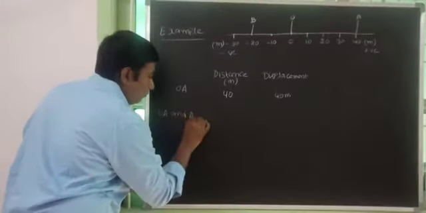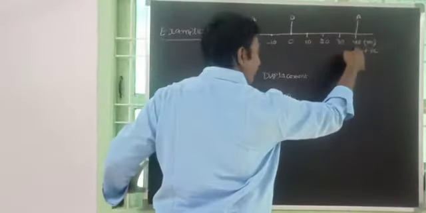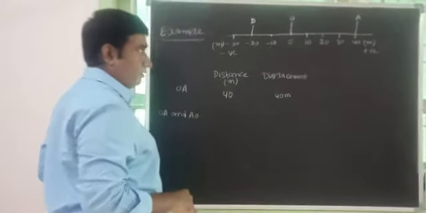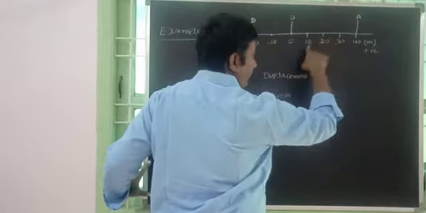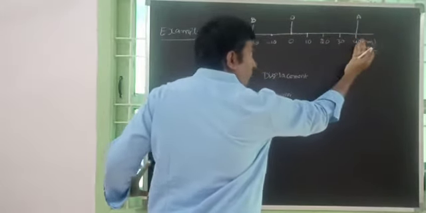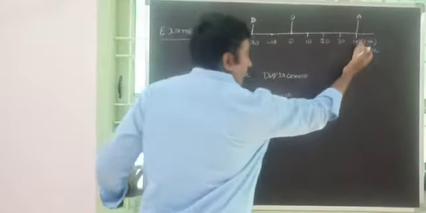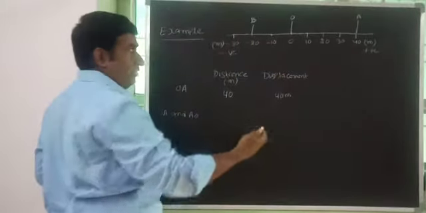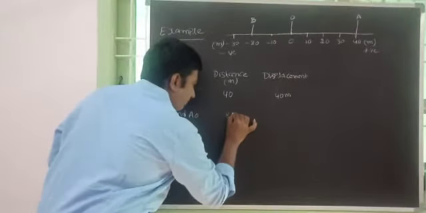Now it has moved from O to A and then from A back to O. So what is the distance? What is the displacement? Here for distance, O to A is 10, 20, 30, 40 meters. Whenever he is moving backward, we are not concerned with the sign. So we simply take 40 plus 40, which is 80 meters.